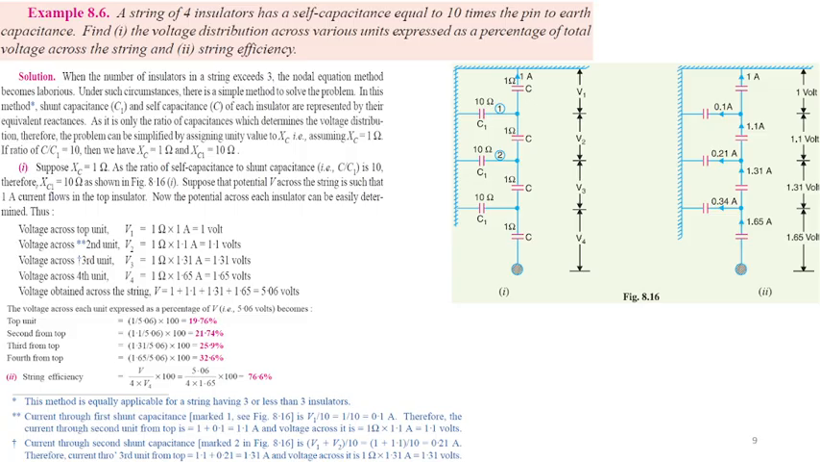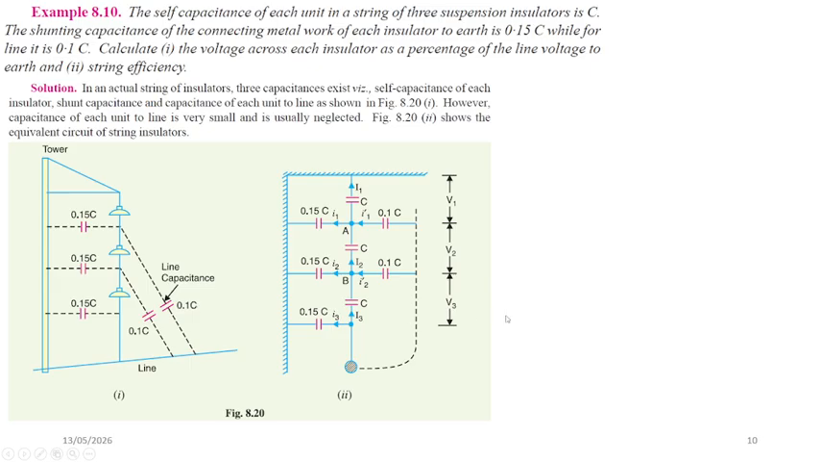Finally, the string efficiency can be calculated as 76.6%, demonstrating that unequal voltage distribution reduces the effectiveness of the insulator string, and the importance of improving voltage grading in high voltage transmission systems. Okay, this is another question. As I told you, we can use grading in order to increase the string efficiency.